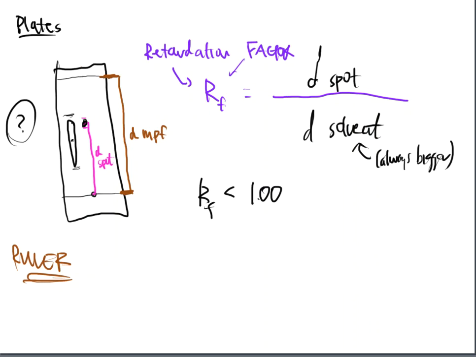In order for it to be greater than 1, that means that your spot has to travel further than the mobile phase front. And that, we know, is not plausible. That doesn't make any sense at all. The mobile phase is the one that carries the spot in the first place. So how can the spot travel further than the actual carrier? It's not going to happen. If you get an RF that's greater than 1, that means that you've switched these two numbers around, and you need to flip them, and you need to redo the calculation. But your RF should always be less than 1.